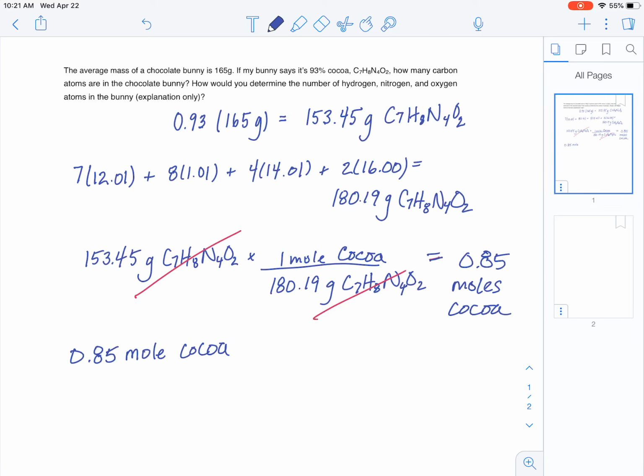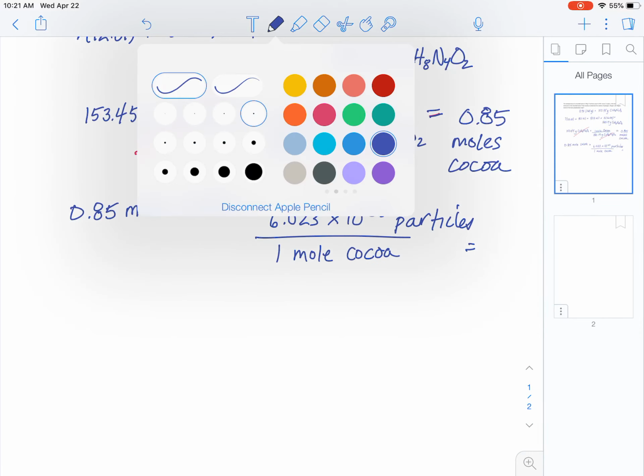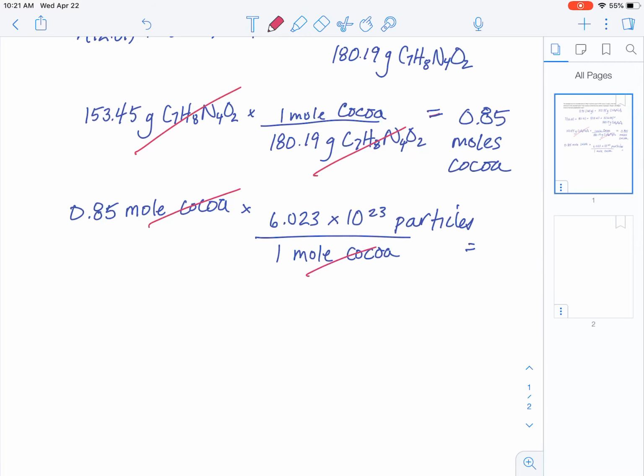into number of particles, right? Because we know that for every 1 mole of cocoa, or any substance for that matter, there are 6.023 times 10 to the 23rd particles, right? So that's the constant, that's Avogadro's number. So if we convert from moles of cocoa into numbers of particles, we'll know exactly how many cocoa particles are in our Easter bunny.